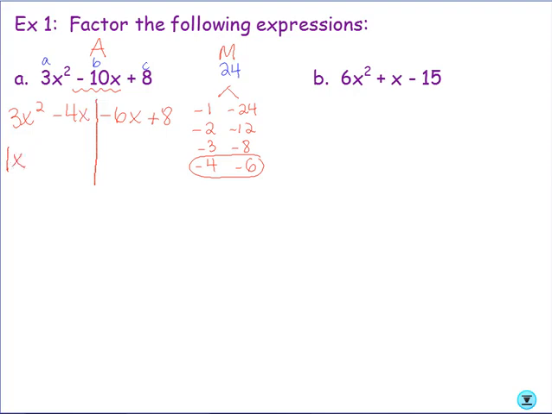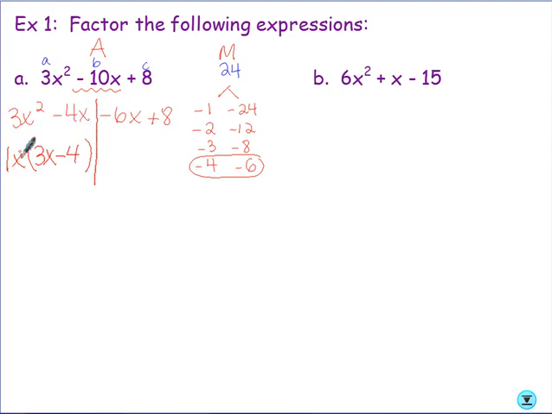That is your GCF. Now we have to divide by that GCF to see what's left in the parentheses. 3 divided by 1 is 3. 2 x's, take away 1x, leaves me with 1x. Negative 4 divided by 1 is negative 4.